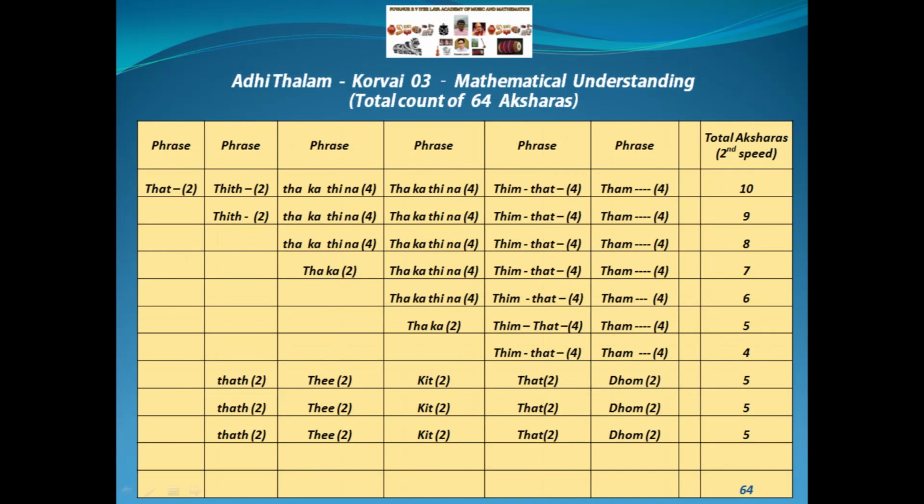Aadhi Thalam, Korvai 3, Mathematical Understanding, total count of 64 aksharas. Interpretation of korvai goes like this. Tadittagadena dagadena din tattam, tittagadena dagadena din tattam, tagadena dagadena din tattam, tagadagadena din tattam, tagadena din tattam, tagadin tattam, din tattam, tadikitatum tadikitatum tadikitatum tha.